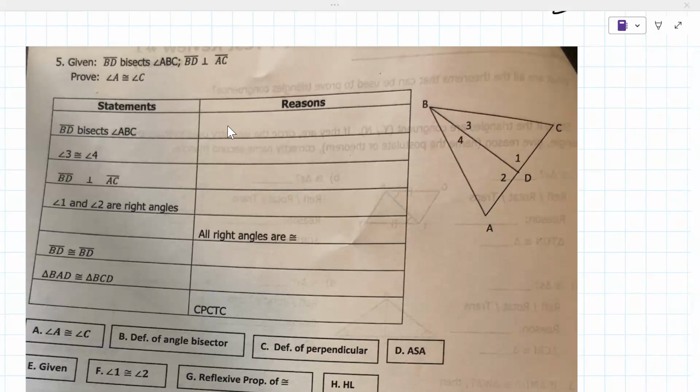Okay. So the first thing is given. BD bisects angle ABC. Angle 3 is congruent to angle 4 by definition of an angle bisector. And you'll see that one leads to the next.